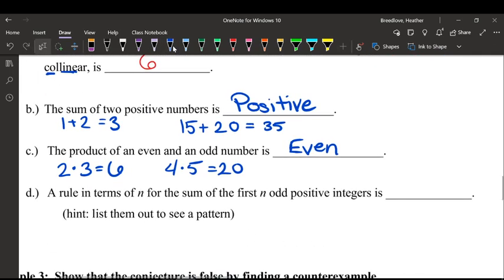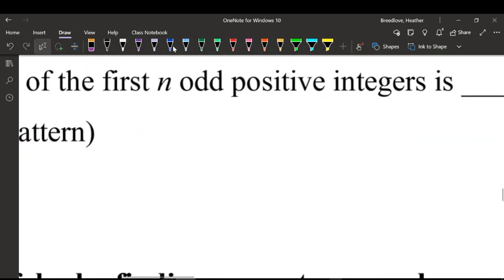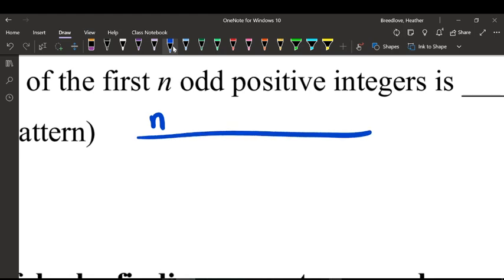All right, part D. A rule in terms of n for the sum of the first n odd positive integers is what? Okay, so this is a little confusing. But sometimes confusing examples can be good too. I'm going to zoom in. So we want the first n odd positive integers. So n is like how many. So I'm going to make a table. N. And we're just going to do 1, 2, 3, 4. And this number n is representing how many odd integers.